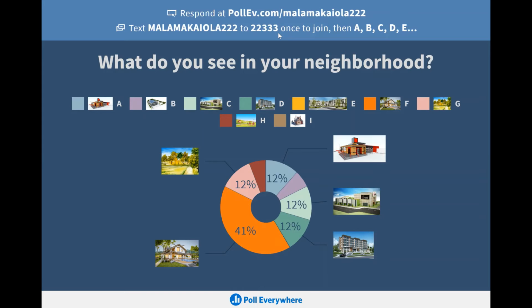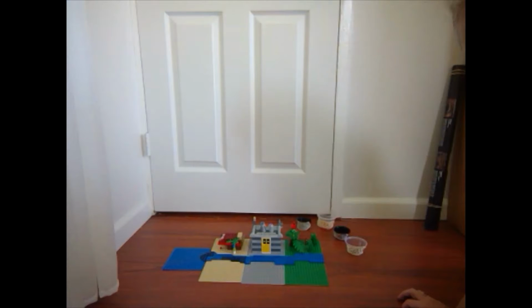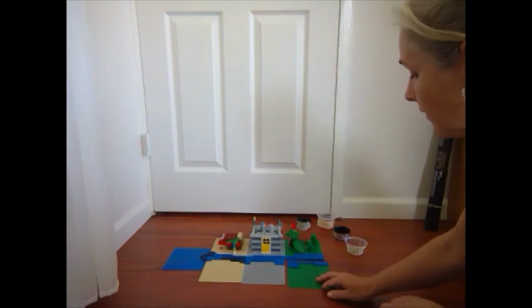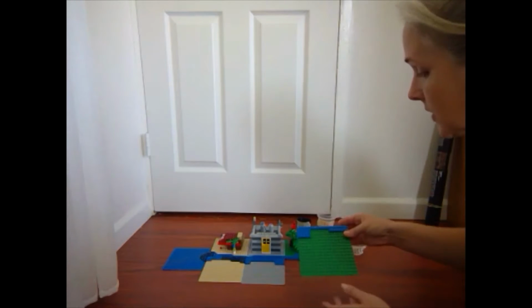Okay, so here we have our poll responses for what do you see in your neighborhood. So we definitely see the single family home, the shopping mall, and a park. So that's what we'll end up building. Okay, so in this version of this activity, we're using Legos.